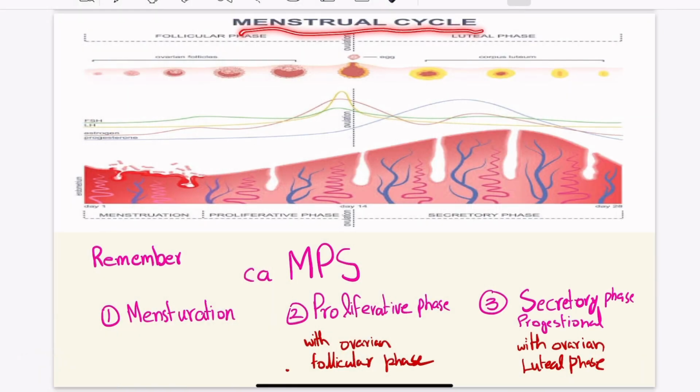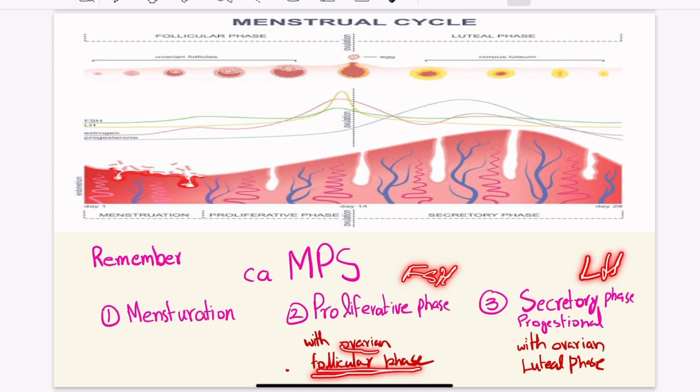Next, we have the menstrual cycle, and remember the word CAMPS. So for M, we have menstruation, for P, we have the proliferative phase, and for S, we have the secretory phase. The proliferative phase is the same as the ovarian follicular phase, and the secretory phase is the same as the ovarian luteal phase. The proliferative phase is under the effect of FSH, as we discussed that the follicular phase was under the effect of FSH, and the secretory phase is under the effect of LH or progesterone with the ovarian luteal phase.